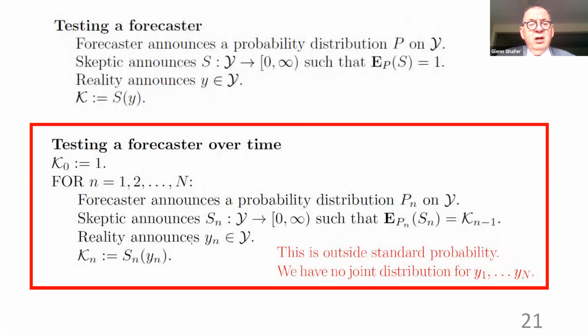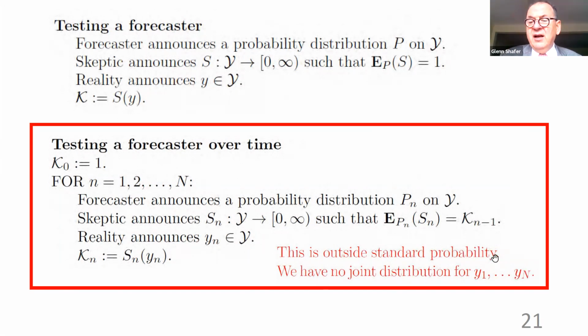So this is still a perfect information protocol, which means that on each round, each player sees the others' moves. Forecaster makes a move, skeptic sees it, and reality sees it. Skeptic makes a move, the other players see it. Reality makes a move, the other players see it. So at each play, the player making the move knows what everybody else has done before, and then you go to the next round.